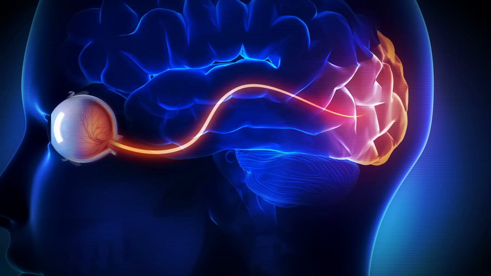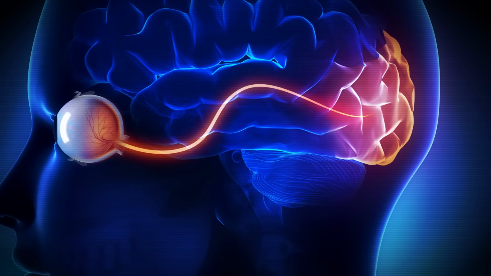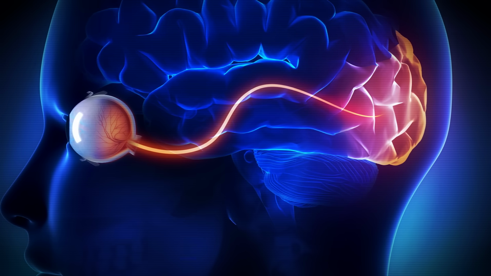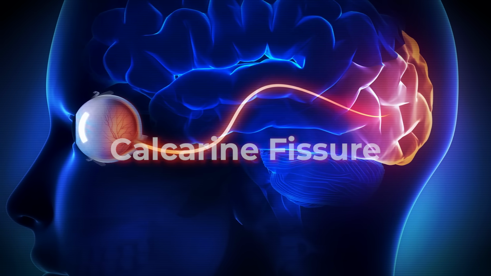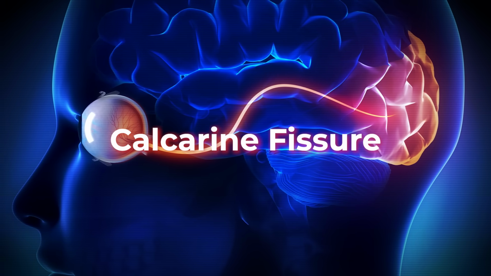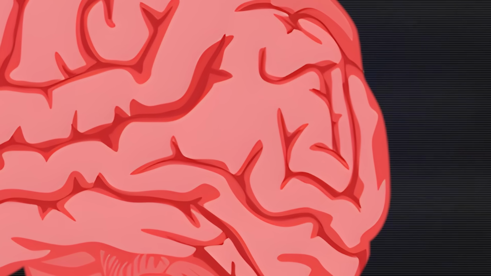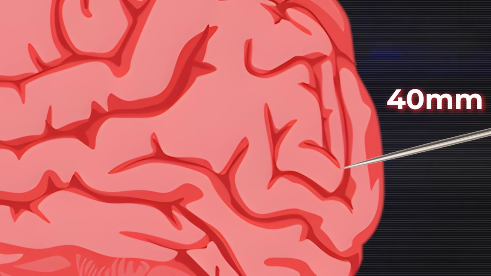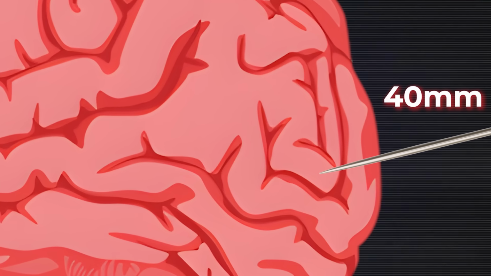The regions of the visual cortex that are responsible for wider fields of view are buried progressively deeper into the brain tissue that's folded up into a valley of gray matter known as the calcarine fissure. So in order to reach those neurons and expand the field of view, Neuralink threads need to penetrate up to 40 millimeters deep into the brain. That's an inch and a half.